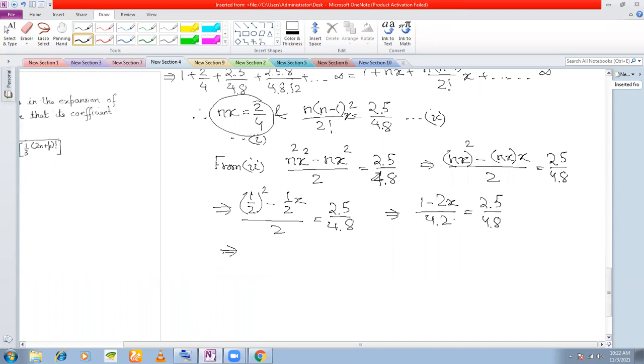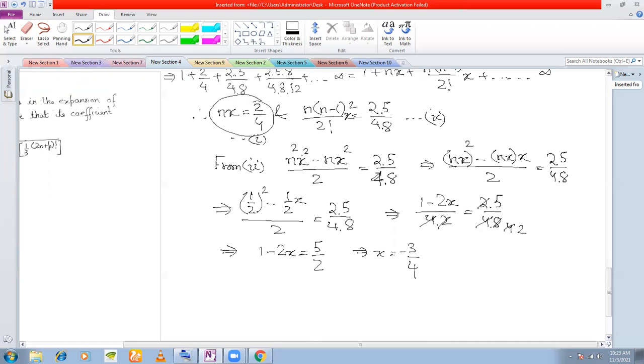So certain terms are going to cancel here. This 4 and this 4 will cancel from both sides, and this 2 will cancel 4 times. Okay. So now you can cross multiply here to get 1 minus 2x is equal to, in fact this will also cancel, so 1 minus 2x is equal to 5 by 2. So if we solve, we get x is equal to minus 3 by 4. Okay, so you have got the value of x.